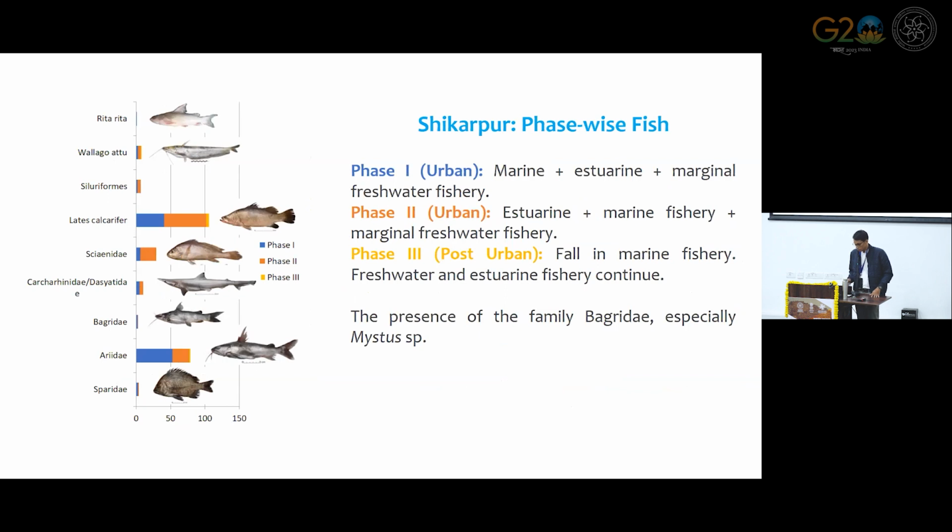This is Shikarpur. Shikarpur also represents mostly marine and estuarine fish. And towards phase 3, there is a slight fall in the marine fishery again. And here the presence of Bagridae is mostly everywhere, but in smaller quantities.